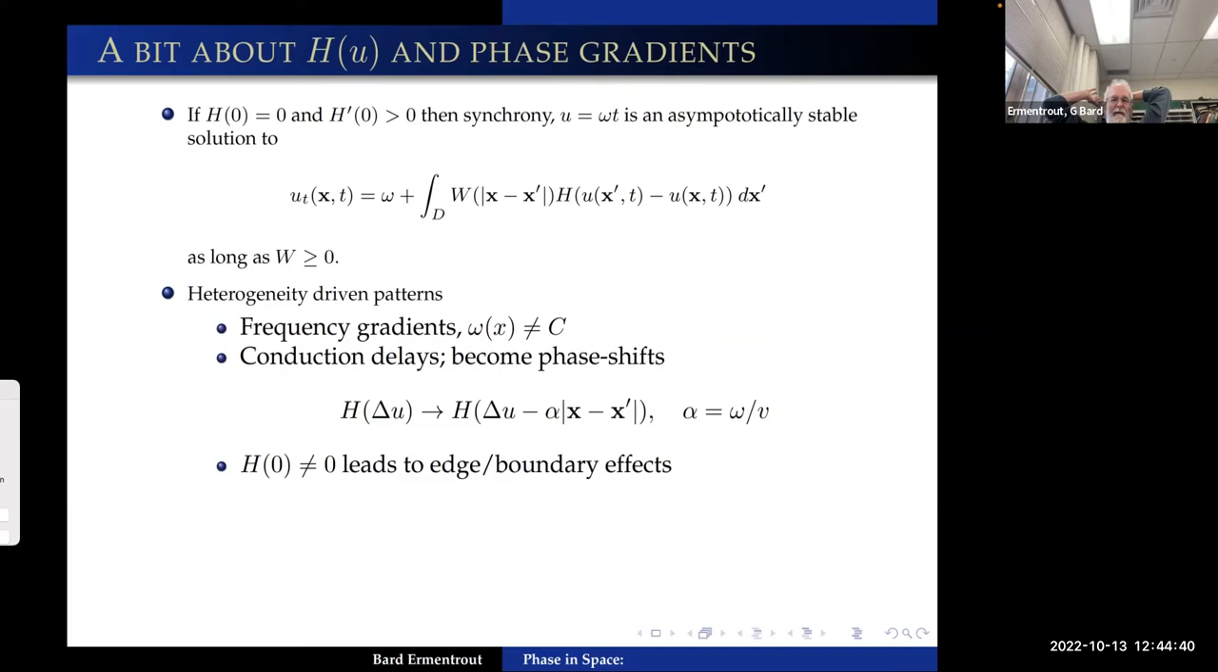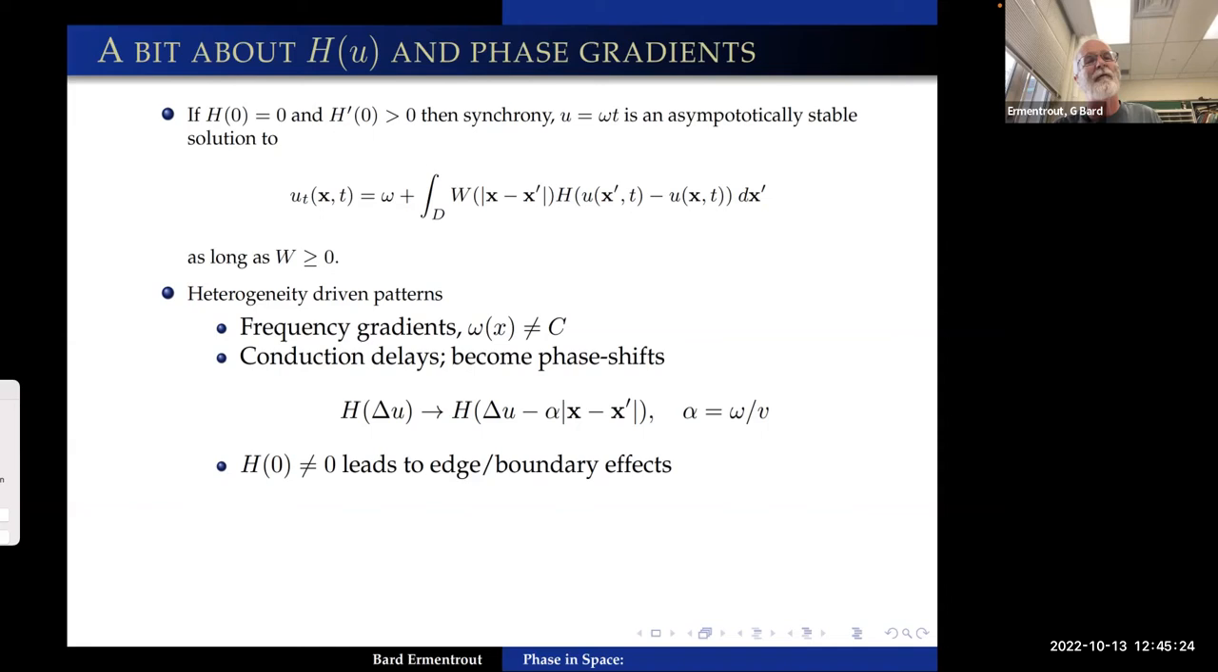So the first thing I want to talk about are heterogeneity-driven patterns. And in particular, I want to look for frequency gradients where omega of x is not constant. There's a couple of ways to get heterogeneities. One is frequency gradients. Another is conduction delays. So H of the phase difference becomes H of the phase difference minus alpha times the distance between x and x prime, where alpha is frequency divided by velocity. And finally, if H of zero is not zero, then you get edge effects and boundary effects. So those are three different ways to get heterogeneities.